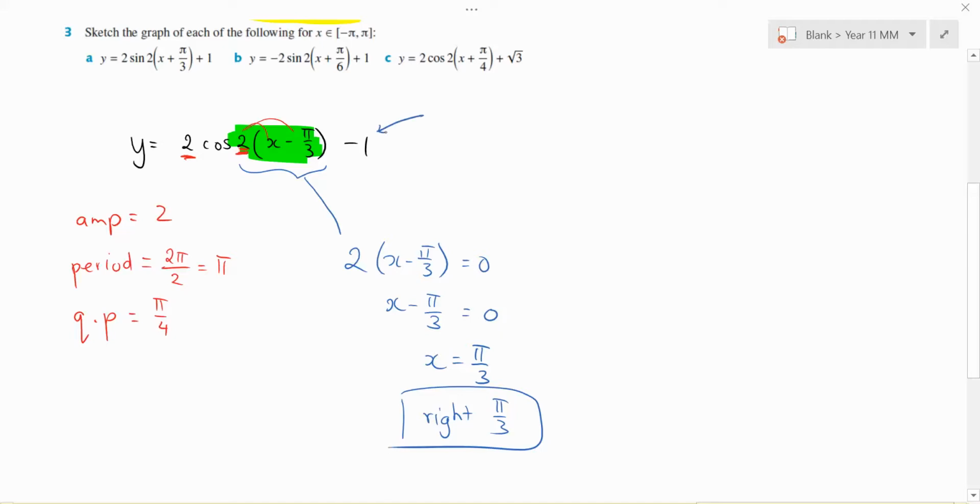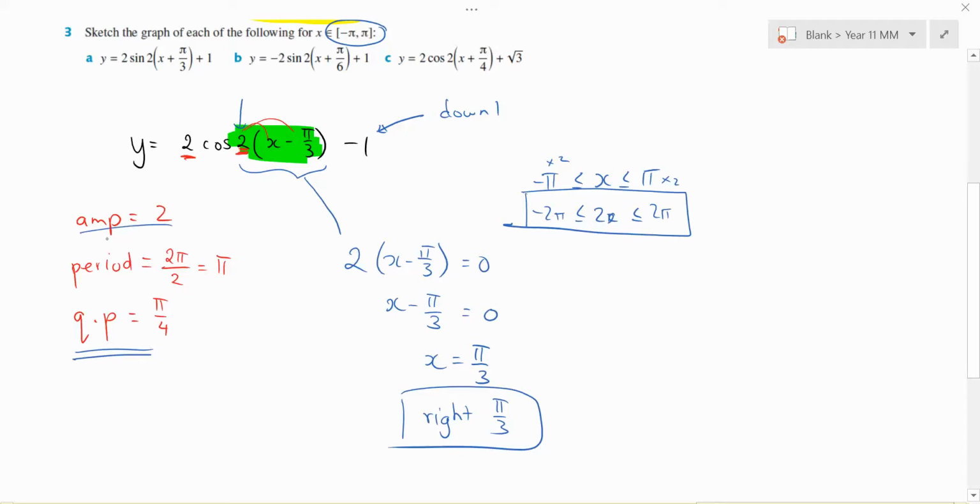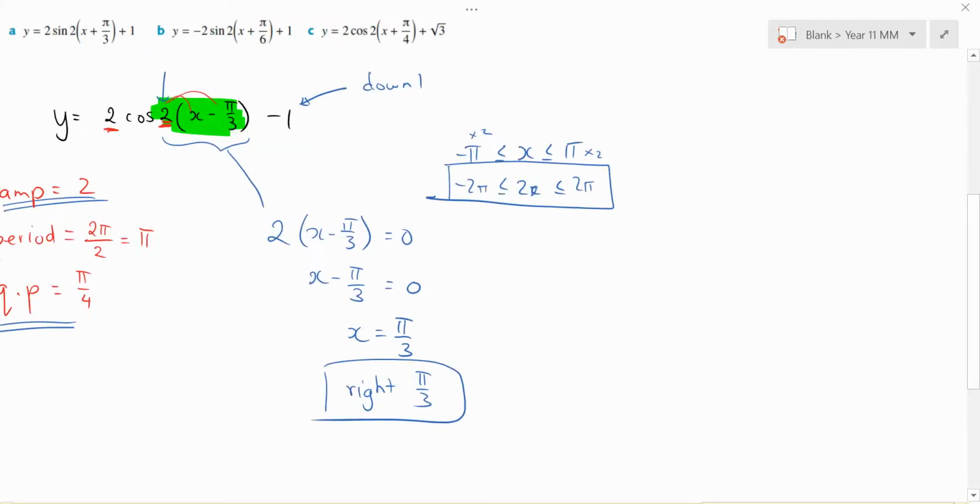And then finally reading this one, this tells me down 1. Okay, keep in mind there's that 2, so that changes the period and it also changes the domain. So the current domain right now is between negative pi and pi. So if I write 2x, then you're actually going to go between negative 2 pi to 2 pi, because you're doubling it. You times it by 2, times it by 2. This is going to be useful when you start solving for x-intercepts, okay? But for the time being, we're just going to use the quarter cycle and the amplitude to give us an outline of our problem, okay?